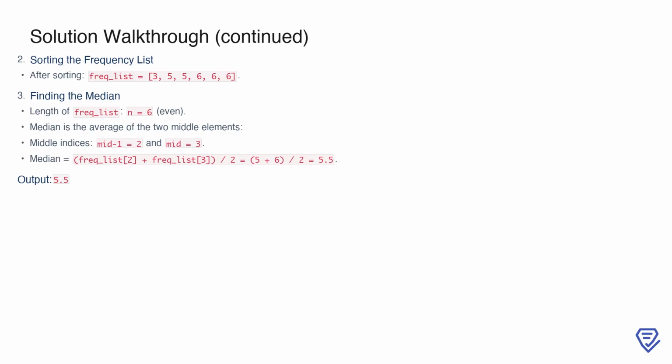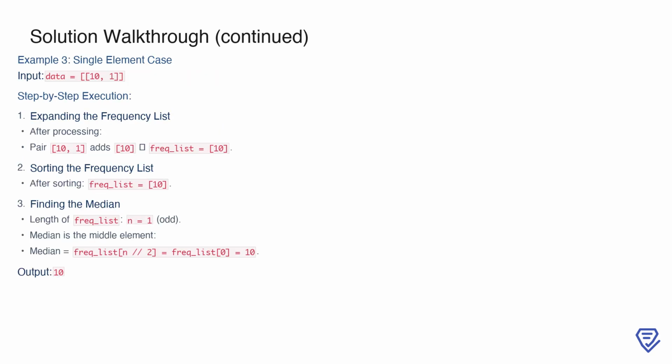Here, the middle indices are 2 and 3, corresponding to the values 5 and 6. Taking the average, we calculate (5 + 6) / 2 = 5.5. So, the median of this frequency list is 5.5.